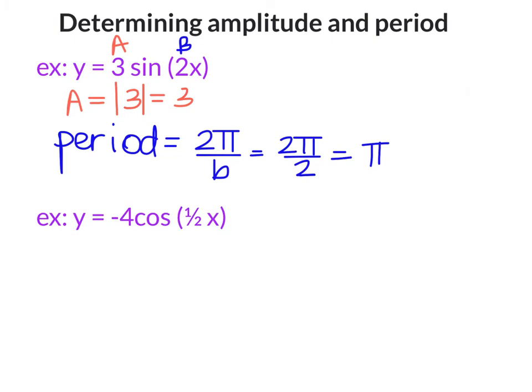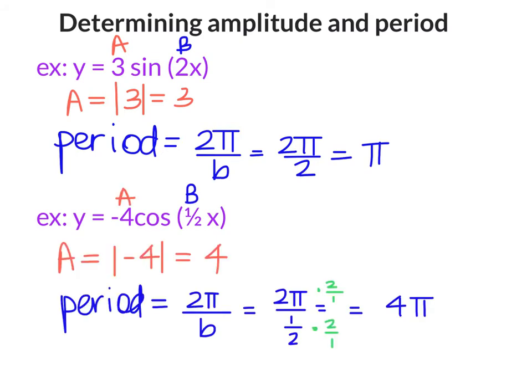So now let's try to figure out the amplitude and period for this cosine function. So first thing I'm going to do here is identify my a and b values. So a is -4 and b is 1/2. And so the amplitude is the absolute value of that -4, which means that the amplitude, or the distance from the midline, is 4 up and down. But that negative will affect how that graph will look, and we'll take a look at that in a little bit.